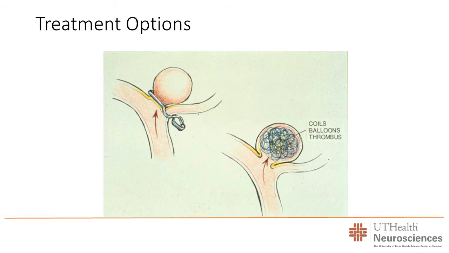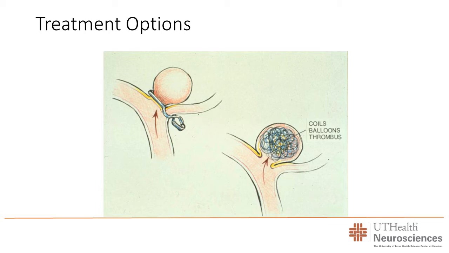So here's a schematic of the two options. In clipping, and I'm going to show you examples of both, the aneurysm itself is directly exposed in surgery. You directly visualize the blood vessels that are there. So it's an operation. And then you put a clip from the outside. This clip opens and closes. You place it at the neck so it pinches off access to it, and then no more blood can go into the aneurysm.